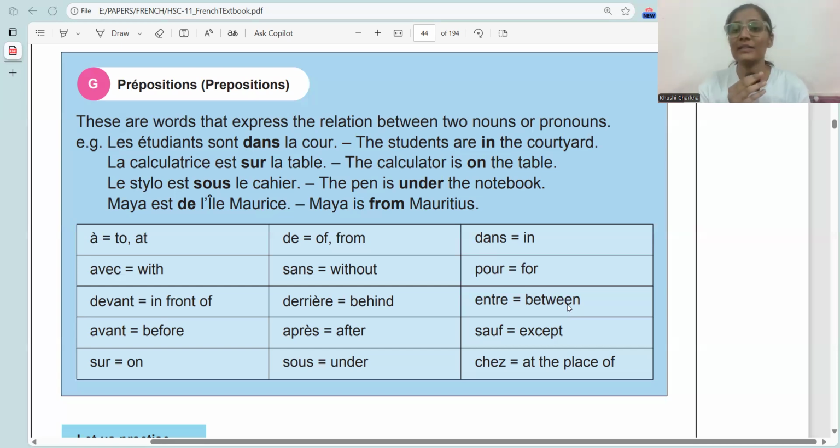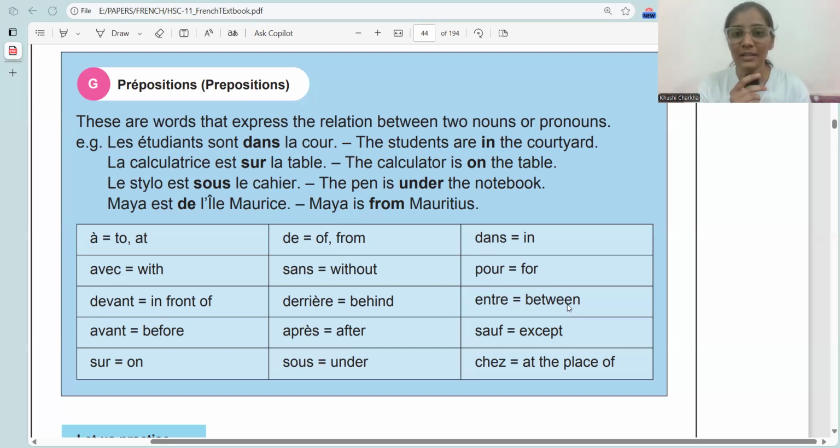When I say at the place of my teacher, I went to my teacher's place, I went to my aunt's place. So I would say I went to my aunt's place using chez. Okay, at someone's place.